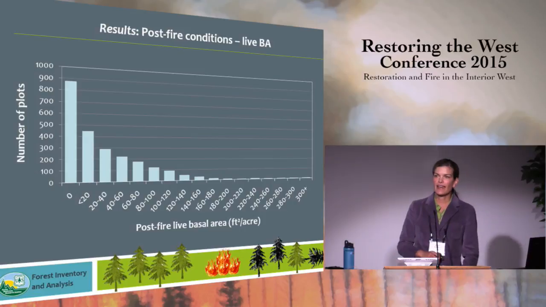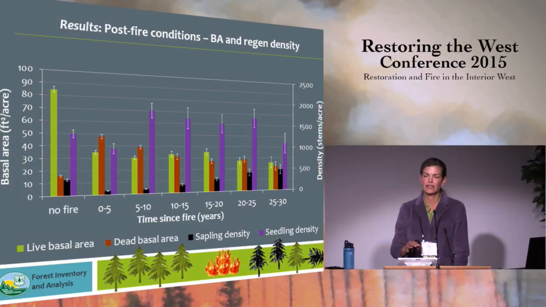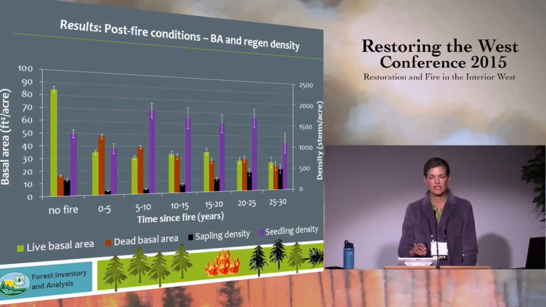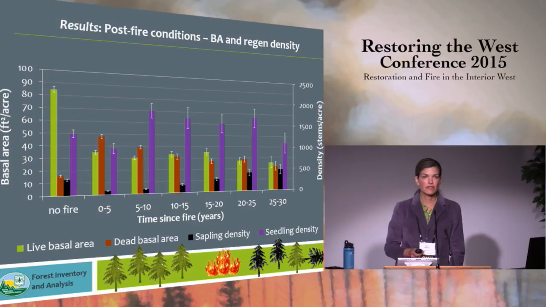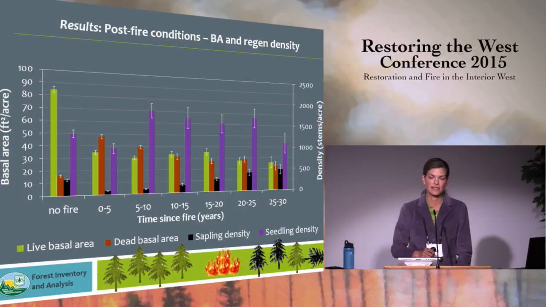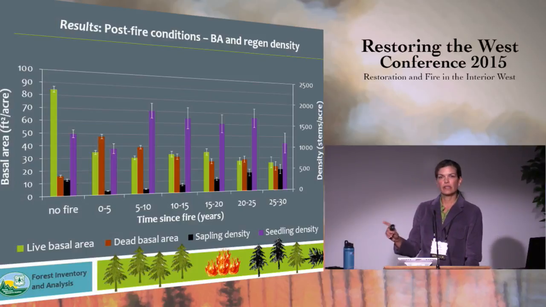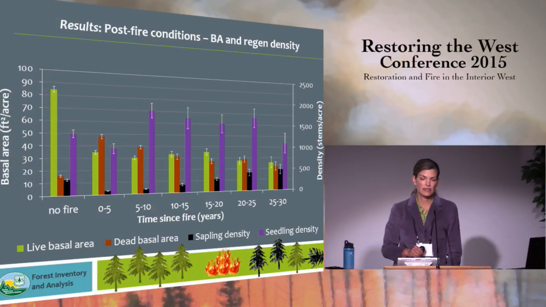Next, we wanted to look at post-fire recovery. So how are live and dead basal area and then seedling and sapling density changing with time since fire? On the x-axis here, we have time since fire in 5-year categories. On the far left, we have pre-fire or not yet burned plots just for comparison purposes. The green bars show live basal area, and we can see that it dropped by more than half immediately post-fire on average. Also, all the error bars that I'm showing are plus and minus 1 standard error of the mean response.